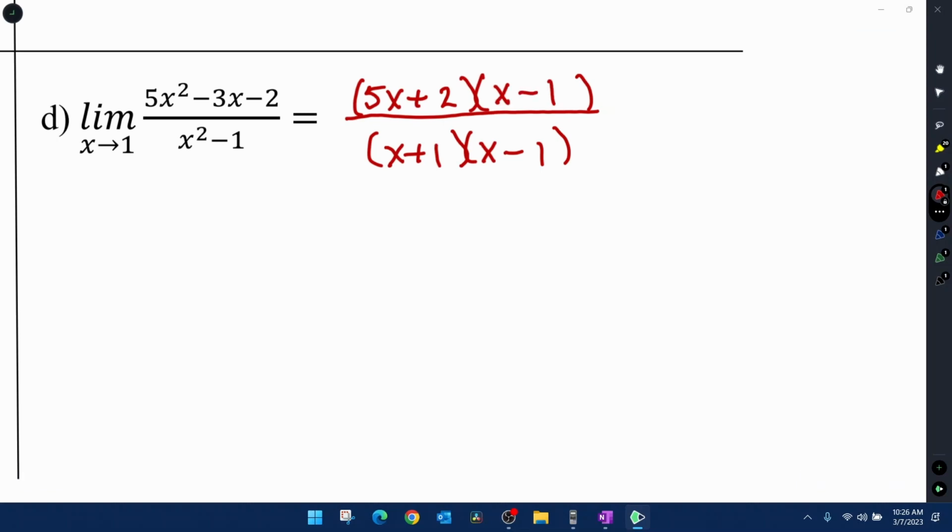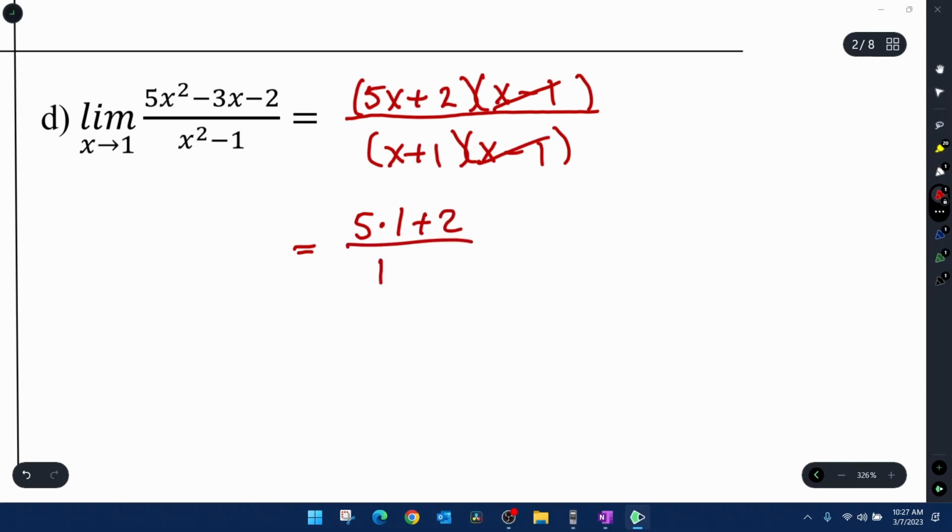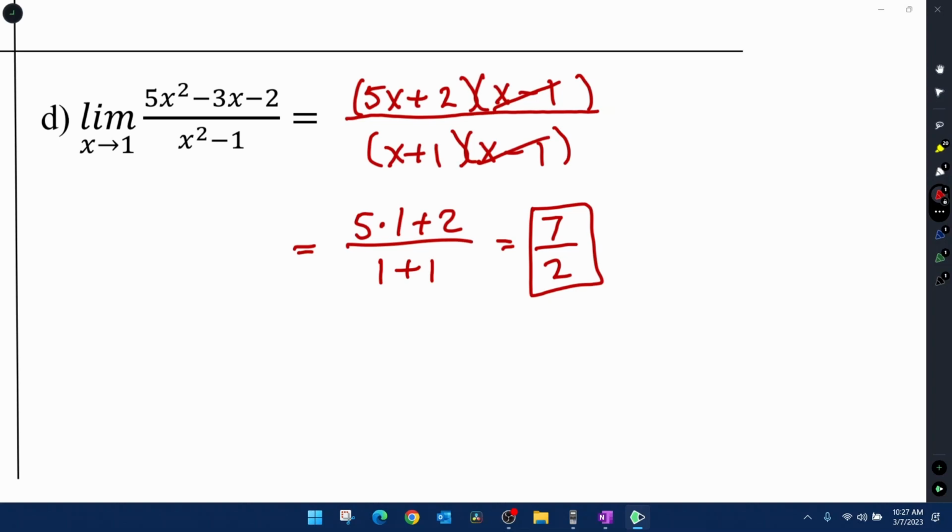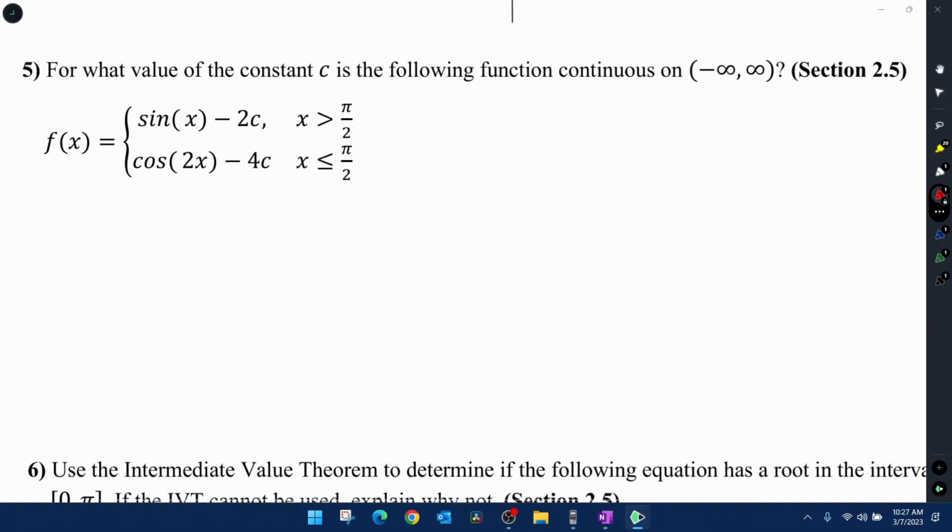Now that we have it factored, can we reduce the fraction? And did you see that that does eliminate our divide by 0 problem? So now doing direct substitution, that's going to be 5 times 1 plus 2, over 1 plus 1, and then that limit should be 7/2. Next problem.